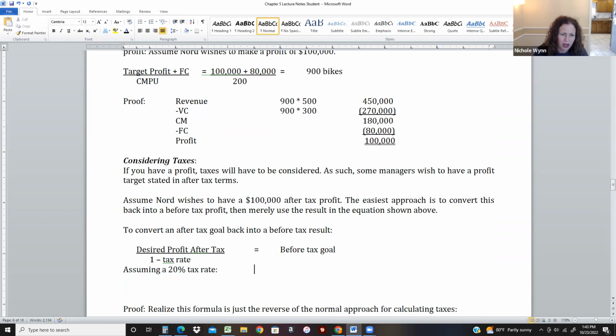So what I would do is take 100,000 and divide by 1 minus 20%. So I would divide by 0.8, which is 1 minus 0.2. Okay, I can show my work there, I guess.